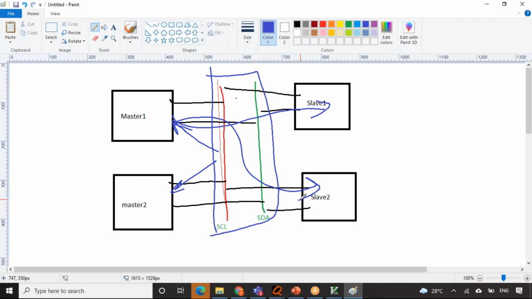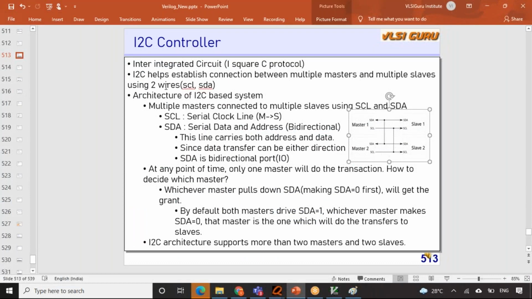The most important point is that master 1 and master 2 will request for the bus, and there is a mechanism by which one of them will win it. It's like there is one bus and two of them want to access it. Both of them cannot take it. Only one of them can take it. That is where we'll discuss the significance of SCL, SDA, and how they impact this. So how does the architecture look? Multiple masters connected to multiple slaves using SCL, SDA.